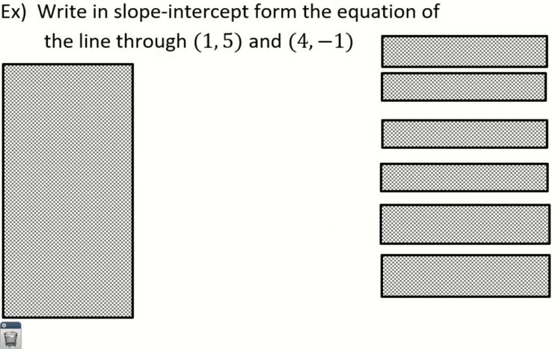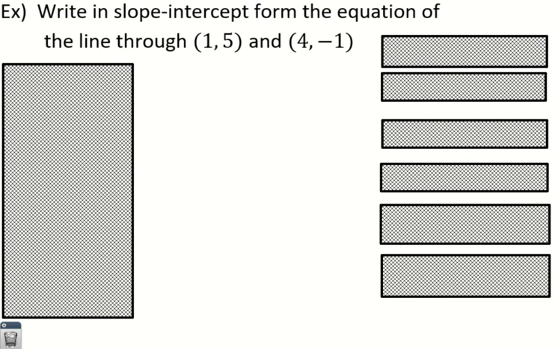Moving on. Write in slope-intercept form the equation of the line through (1, 5) and (4, -1). In order to write an equation of a line, whether you're going to use point-slope form or slope-intercept form, what do you need? No matter which one you do, what's the common denominator there? Pun intended. Slope. You need slope no matter what strategy you use.